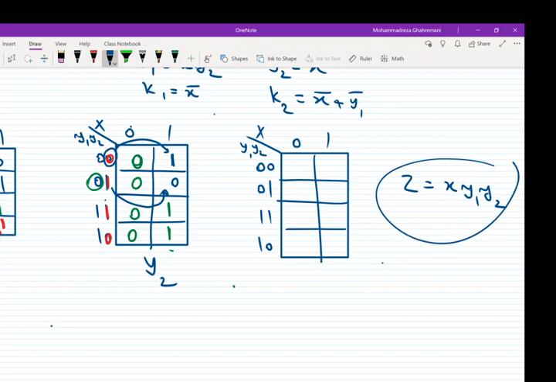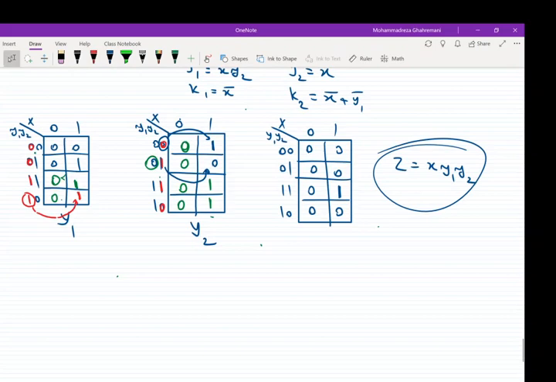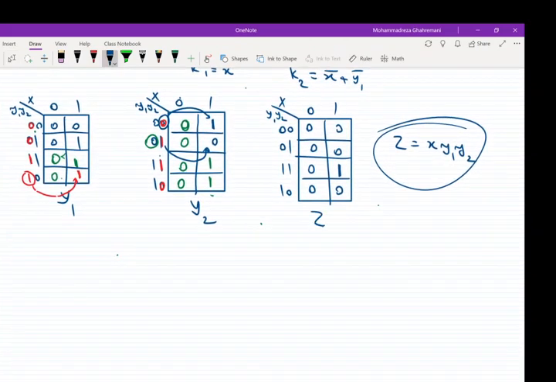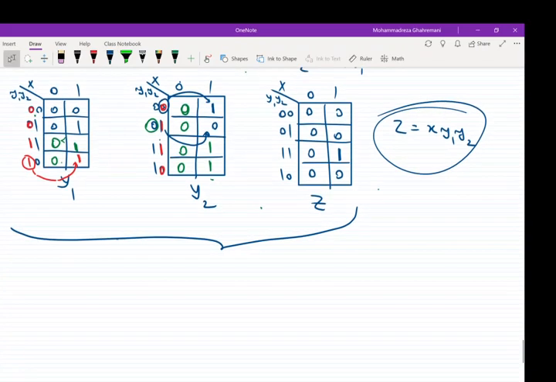So z is 1 if all x, y1 and y2 are equal to 1. The only cell in which x, y1 and y2 all are 1 is this cell, and the other cells will be equal to 0. So this one is z. So we got to this point. It's time to continue by combining these. By combining these 3 tables together, we have our main state table.